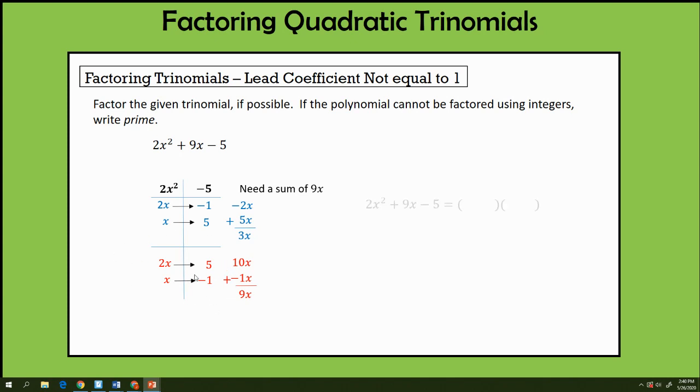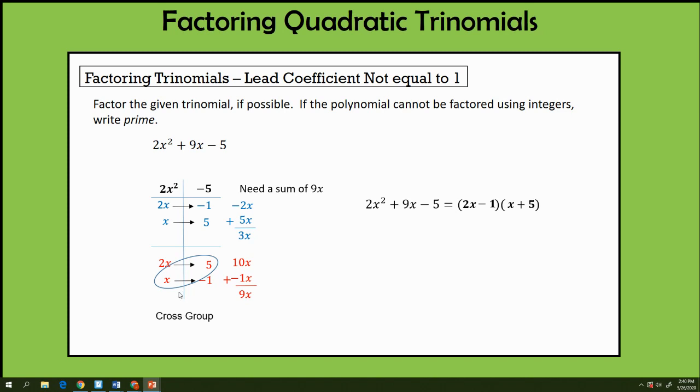Now, when I go to put it in my grouping symbols, I do have to do a little extra work here. Because of the way we FOIL, when I go to put these in, I actually want to cross group them. And what I mean is this. I want the 2x and the negative 1 to go together in one parenthesis. I want the x and 5 to go in the other parenthesis.